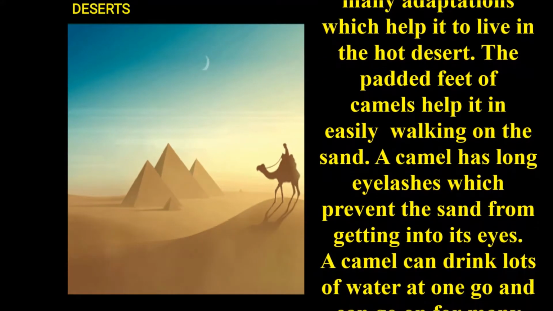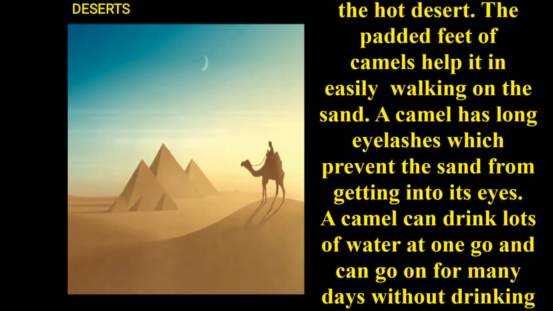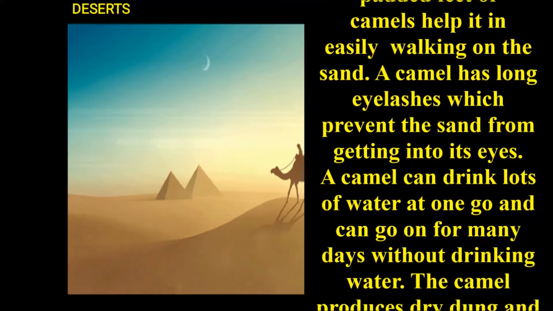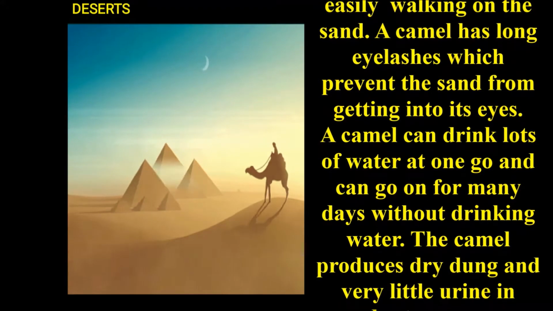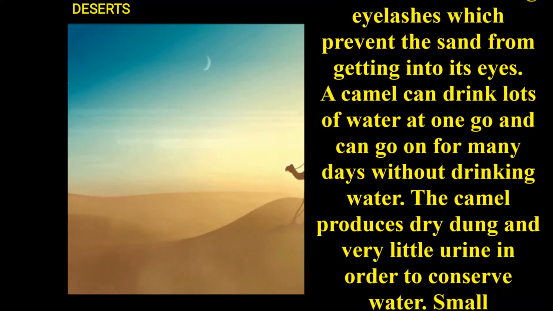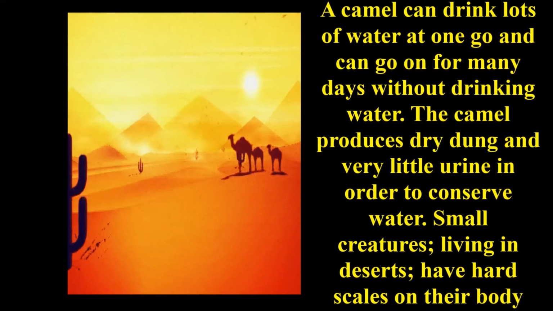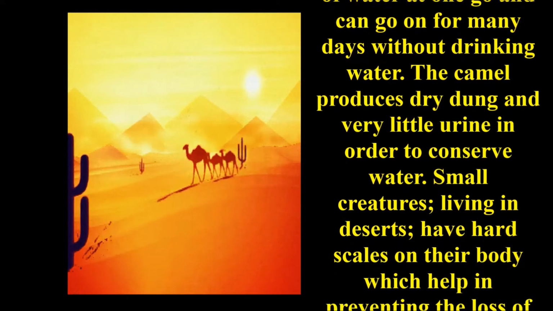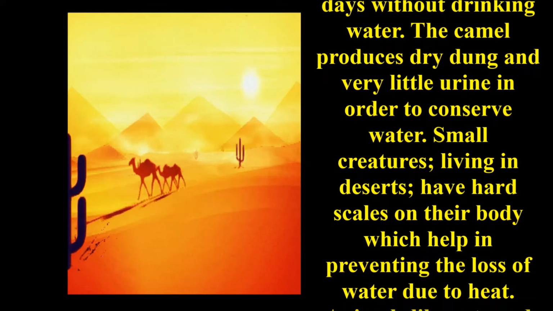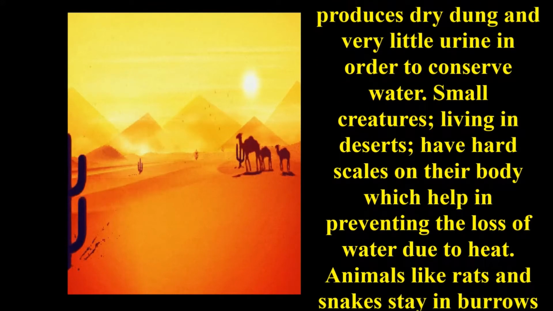A camel has long eyelashes which prevent the sand from getting into its eyes. A camel can drink lots of water at one go and can go on for many days without drinking water. The camel produces dry dung and very little urine in order to conserve water.